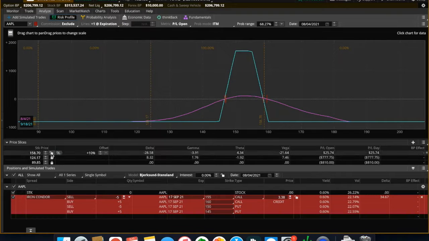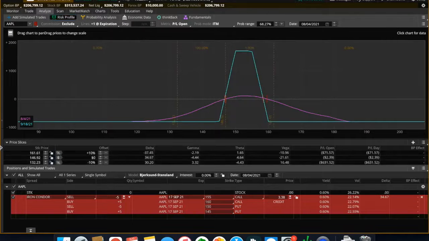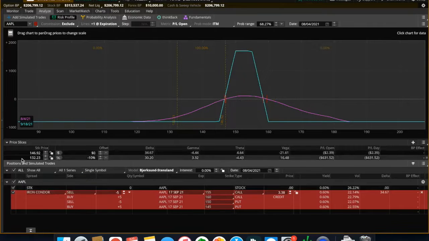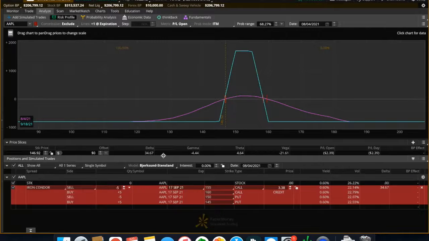What's interesting is, I'm going to unlock these and simplify this a little bit. I'm going to get rid of these. They have this thing called price slices, which just has to do with the Thinkorswim software. But the way you read these graphs is that across the bottom is the price of the underlying. So right now we're looking at the price of Apple. Apple's currently at right around 147, and so that's where it is today.